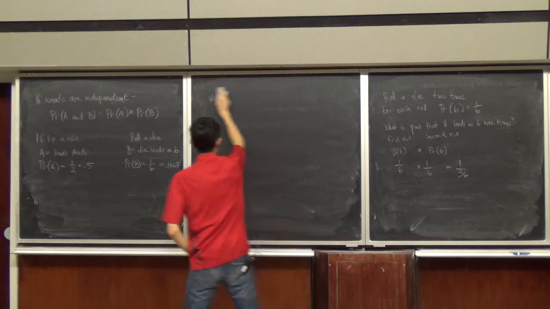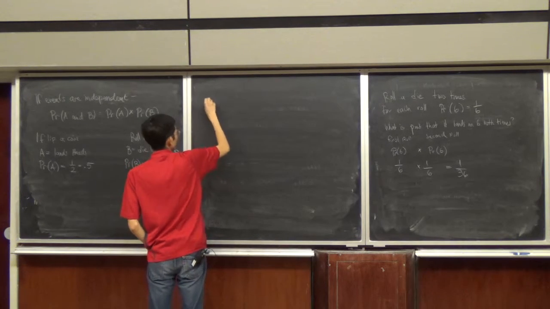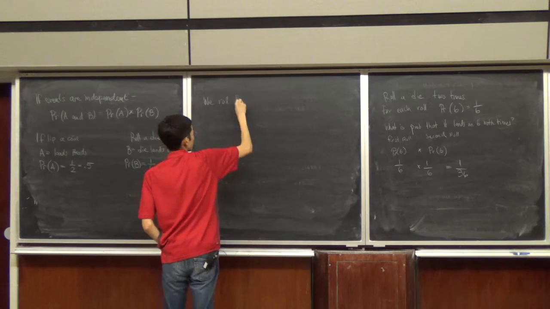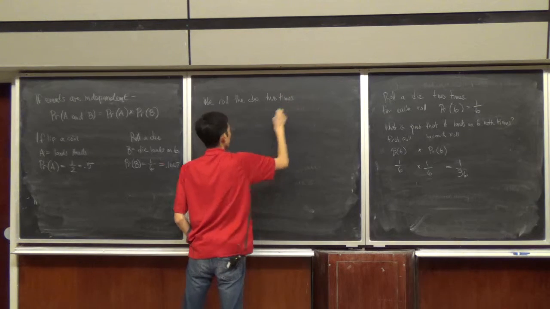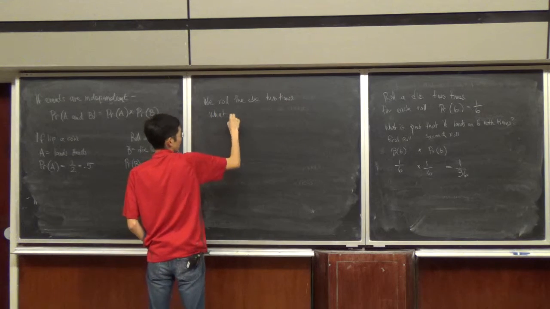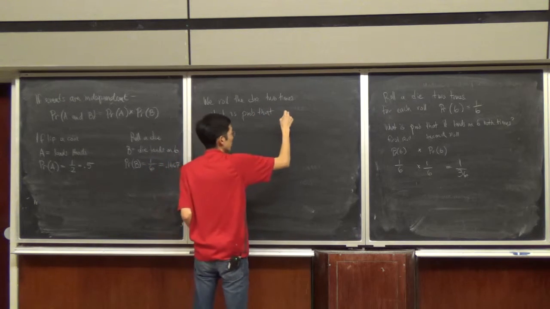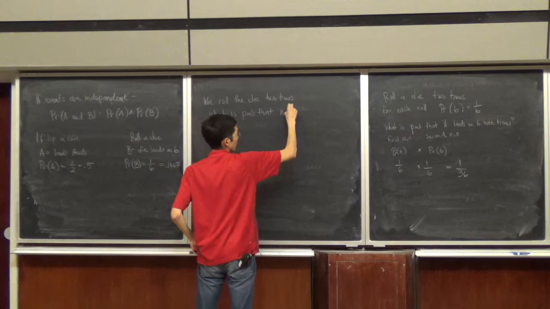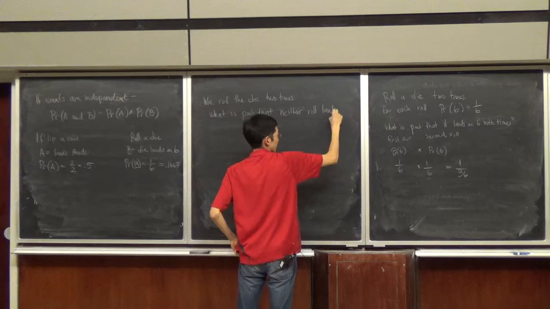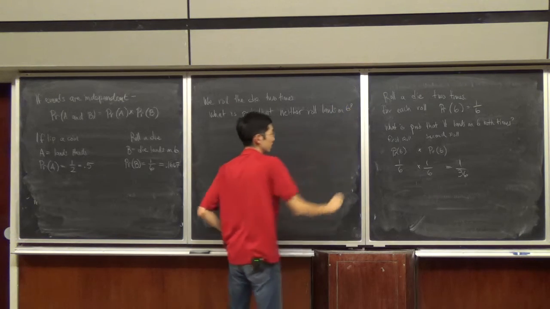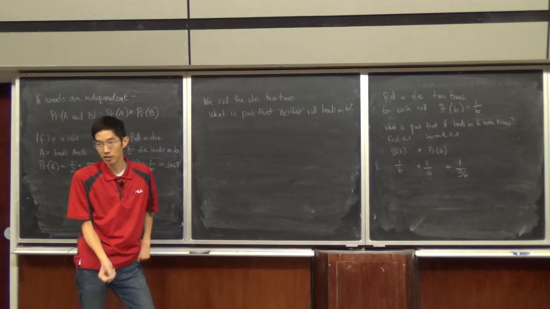Okay, what if we roll the die twice? We roll the die 2 times. What is the probability that neither roll lands on 6? Okay, so that means it did not land on 6 the first time, and it did not land on 6 the second time.